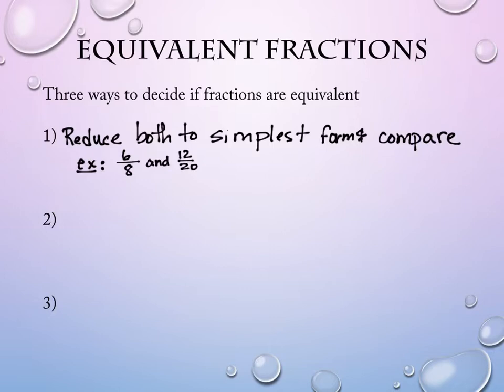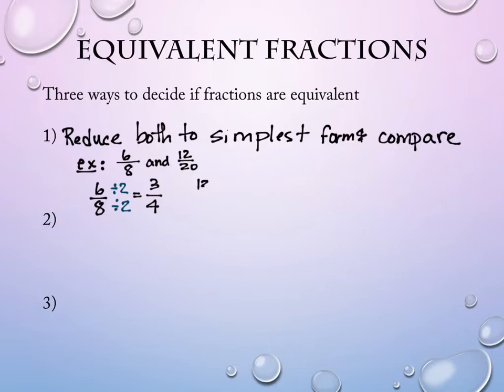So we're going to take one at a time, and we're going to make them into their simplest form. So simplest form means they don't have anything in common on the top or on the bottom to one another. So if we take 6 over 8, what can I reduce both the top and the bottom by in this fraction? 2. So I can divide them both by 2, and what will I get? 3 over 4. 3 over 4. Is that in simplest form? Yeah, it is.